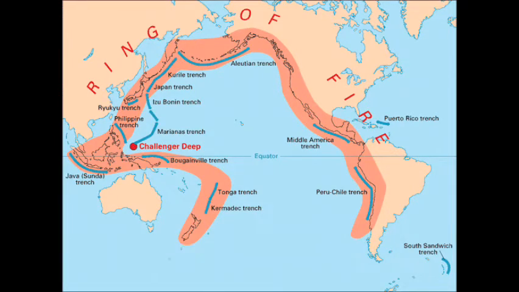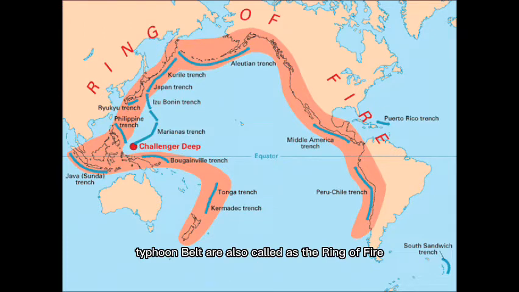Typhoon belt is also called the Ring of Fire. As you can see in the picture, the red shade there is the Ring of Fire. It is the largest region in the Pacific Ocean where a lot of Earth's earthquakes and volcanic eruptions happen. And that is one of the reasons why the Philippines is prone to tropical climates. Now, let's move on to our next discussion.